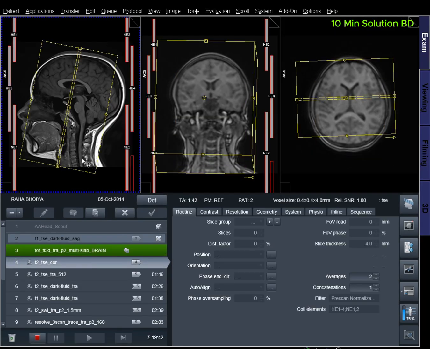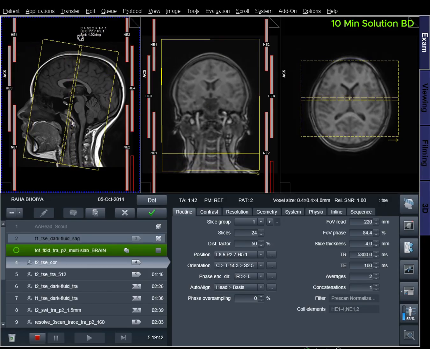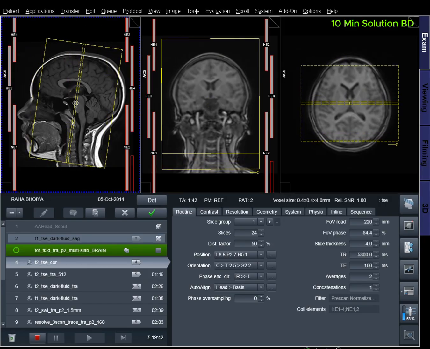T2 SE coronal. Plan the coronal slices on the sagittal plane and angle the planning block perpendicular to the line along the genu and splenium of the corpus callosum. Verify the planning block in the other two planes.